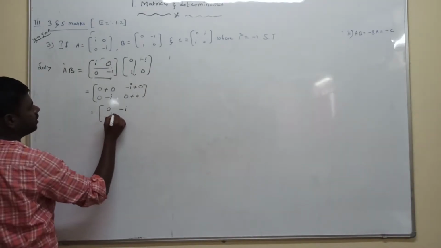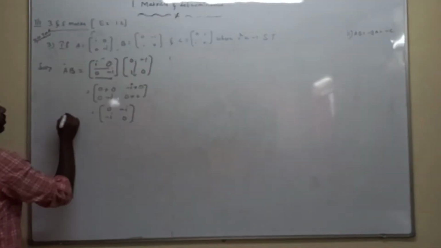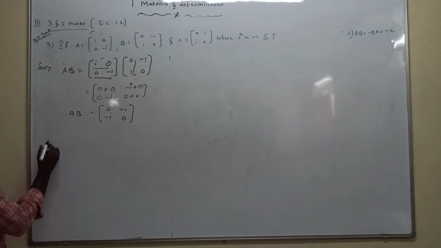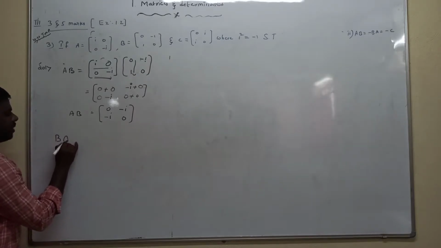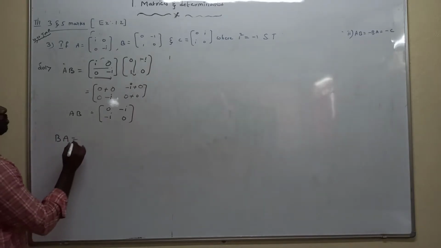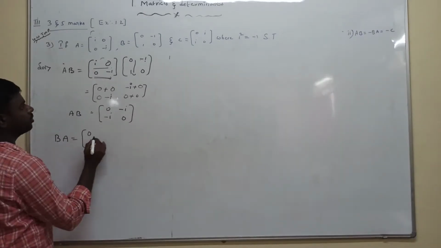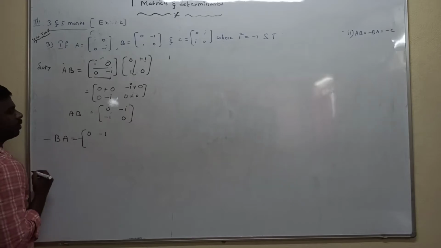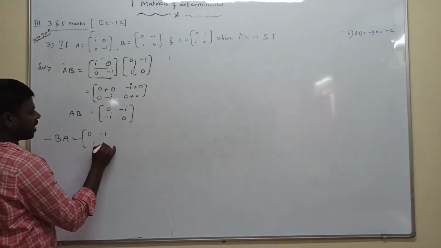So AB is [0, -I; 0, 0]. Next we need to calculate BA. First substitute the B matrix, [0, -1; 1, 0]. We take minus BA, so minus into the B matrix [0, -1; 1, 0].